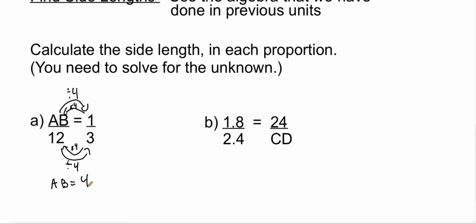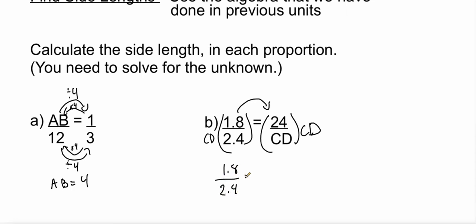Let's take a look at B. It's a little bit tricky to figure out what multiplied by 1.8 is equal to 24. Or I'd have to go 24 divided by 1.8. That's not an easy division. So instead of doing proportional reasoning, I'm actually just going to solve this algebraically. So first thing I'm going to do is multiply both sides by CD. So I'm going to end up getting 1.8 over 2.4 times CD is equal to 24.